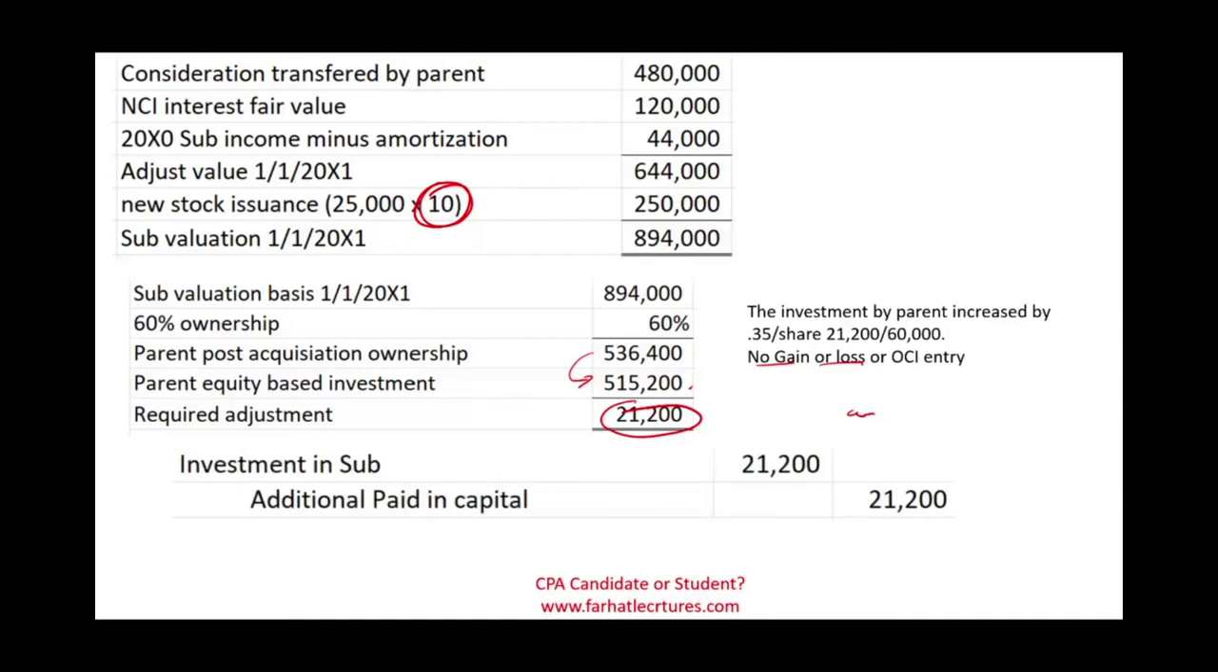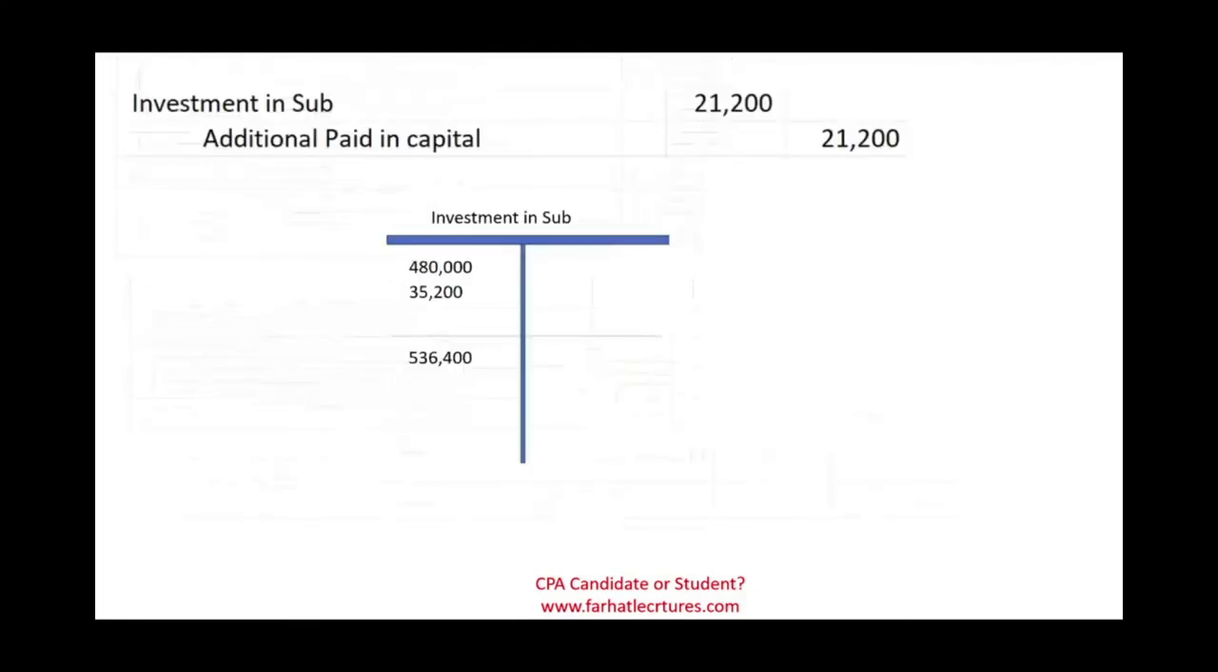So we're going to debit investment in sub. We're going to increase our sub value by 21,200. And remember, no gain, no loss. We increase the equity, 21,200. Therefore, now what happened is, to our investment in sub, we started at 48, net income was 35,200. And at the beginning of the year, we enjoy an increase in the sub.